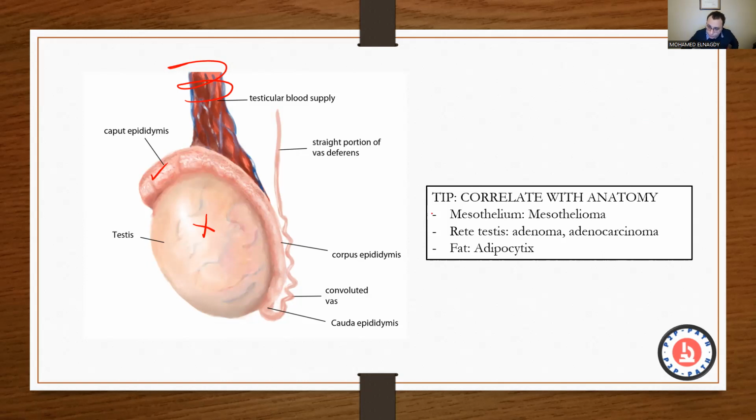So we have mesothelium coming from the peritoneum. We can have testicular mesothelioma, paratesticular mesothelioma from the mesothelium of the peritoneal fold. We can have tumors coming from the rete testis, like adenoma, adenocarcinoma, and we have some paratesticular fat. So we might have some adipocytic tumors related to the paratesticular fat, and we will know all of that.